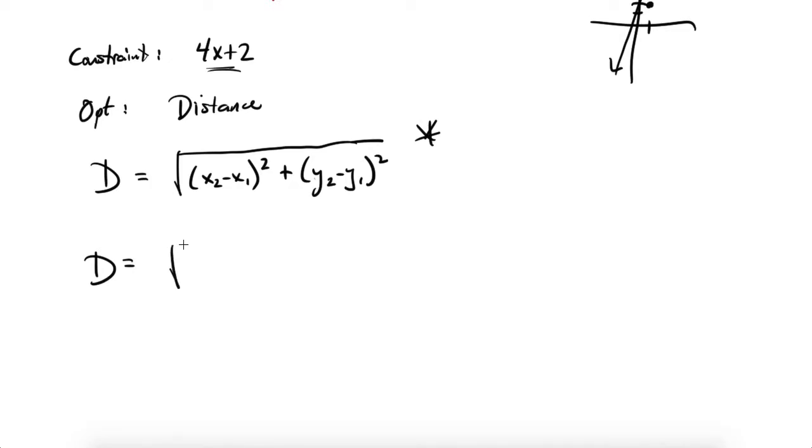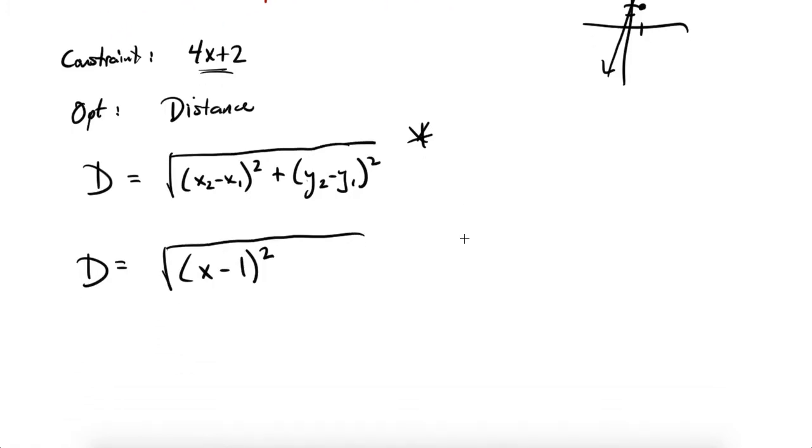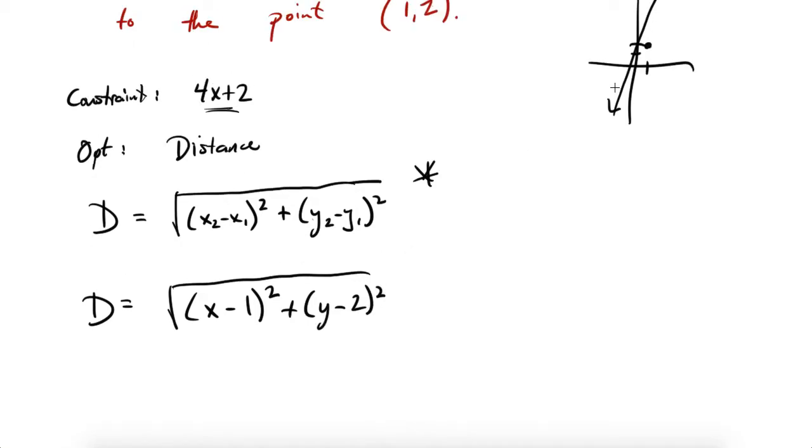So for us, this is going to turn into x minus 1 squared, because our variable x we're just going to leave alone. That's playing the role of this x, but then we know one of the x values in question here is 1, the one on this point. Right, and then y minus 2 squared, right? Because we're looking for a point xy that lives on this line. So I have one of these is unknown, one of these is unknown, but the other two I do know.